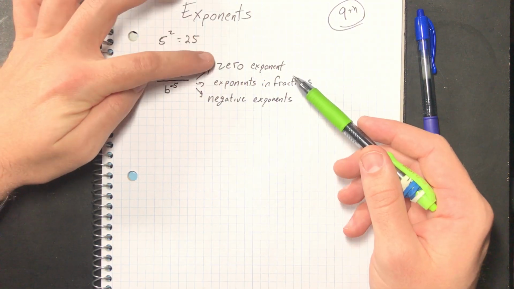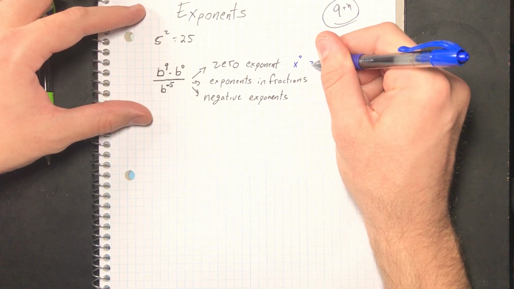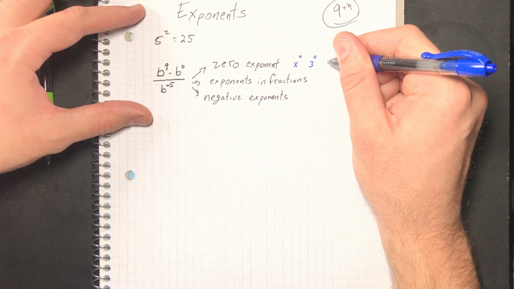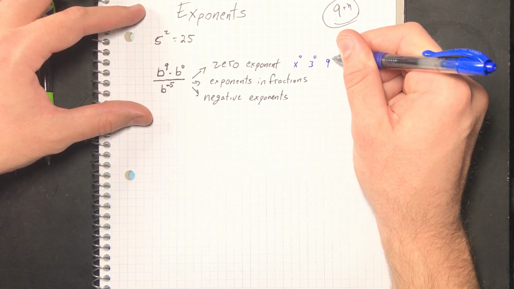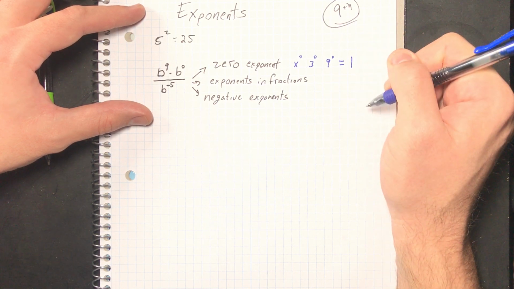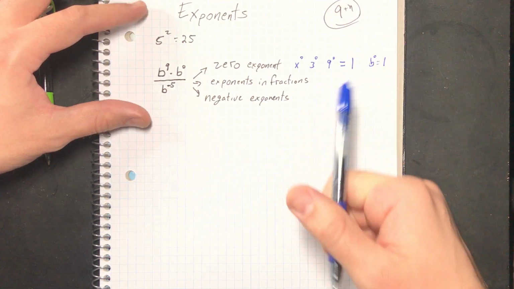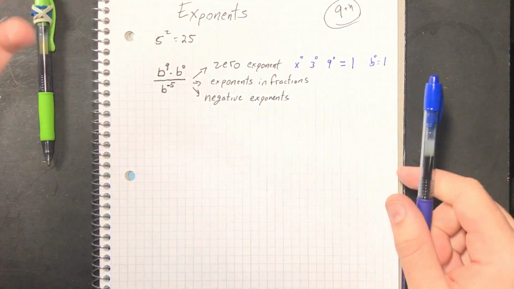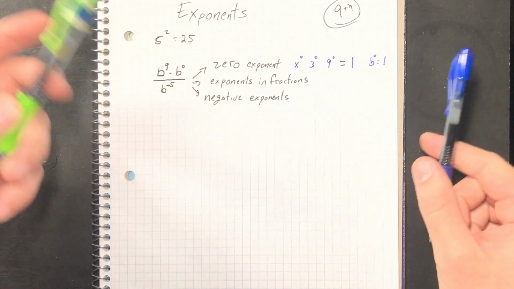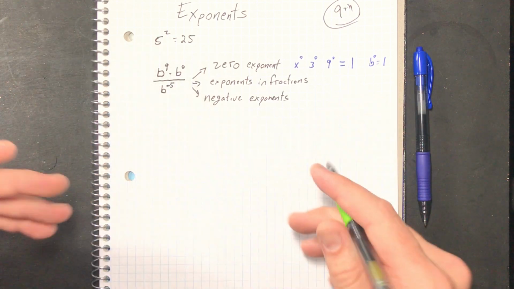0 exponent. If you have x to the 0, or you have 3 to the 0, or you have 9 to the 0, all of these just equal 1. Okay? So that b to the 0, that just equals 1. Is there an easy way to remember that? Yeah, just remember it. I don't know if there's an easy way to remember it. I've just remembered it over the years.